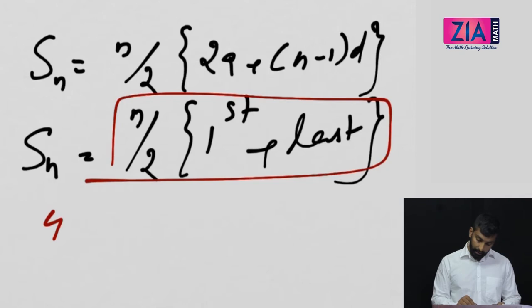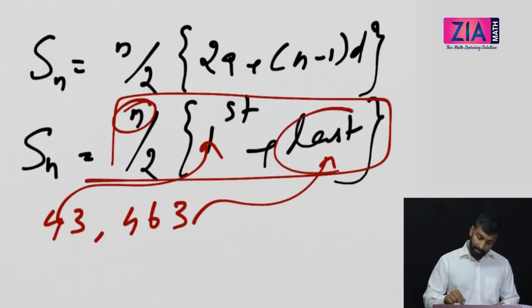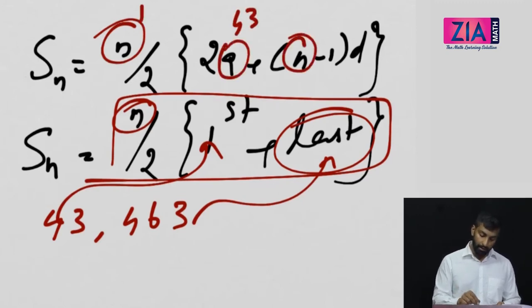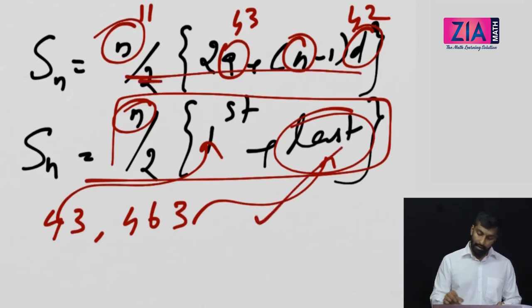So here 43 is the first term, 463 is the last term. You substitute here, you know n is equal to 11, right? So you get the answer. If you don't know the last term, you will apply this. You know n is equal to 11, you know a, that is nothing but 43, n is 11, and d you know, that is nothing but 42. So in case you know the last term, you will apply this. In case you don't know the last term, you will apply this.